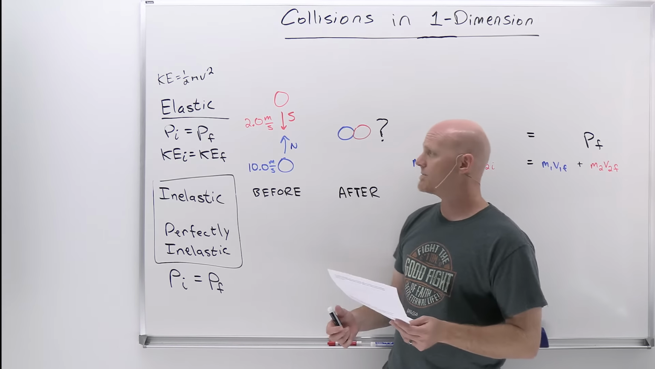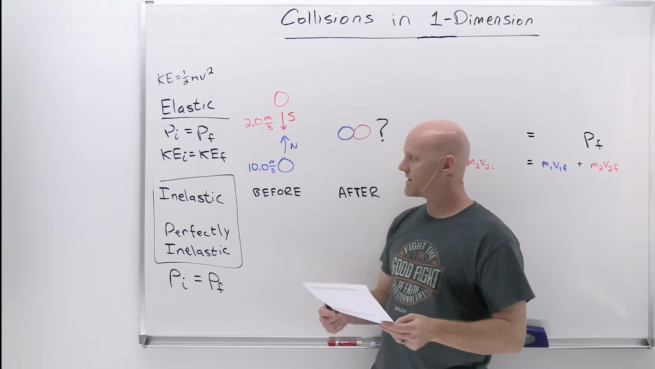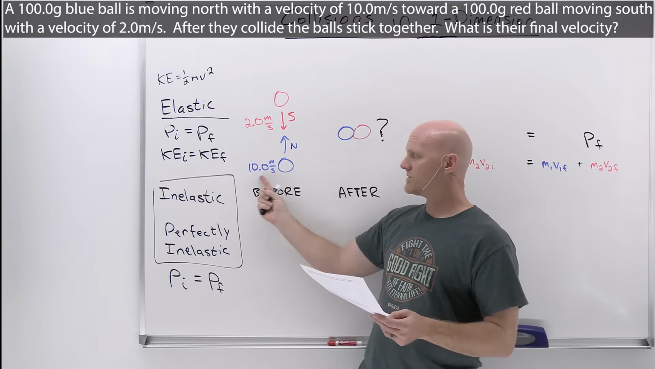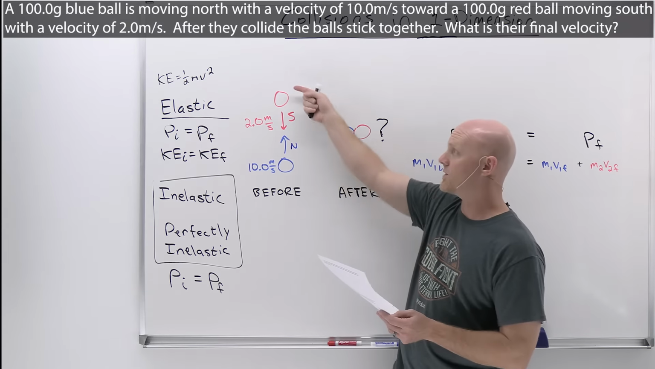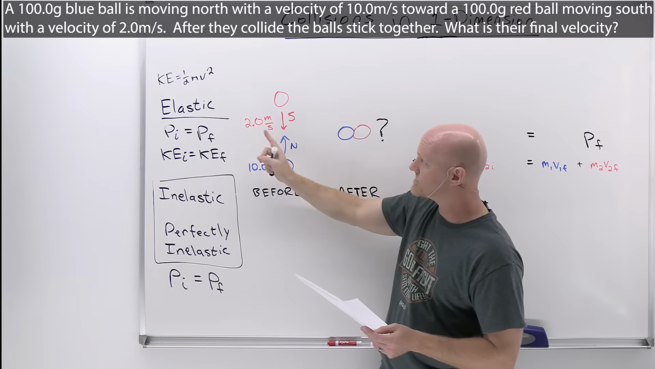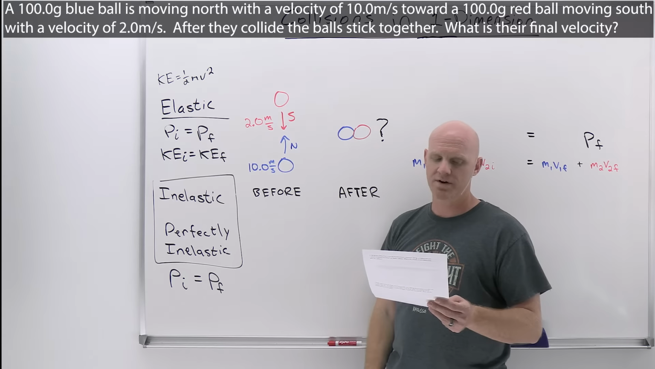All right, so the second problem here is going to be rather similar to the first one with one key difference, as we'll see. It says a 100.0 gram blue ball is moving north with a velocity of 10.0 meters per second toward a 100.0 gram red ball moving south with a velocity of 2 meters per second. After they collide, the balls stick together. What is their final velocity?